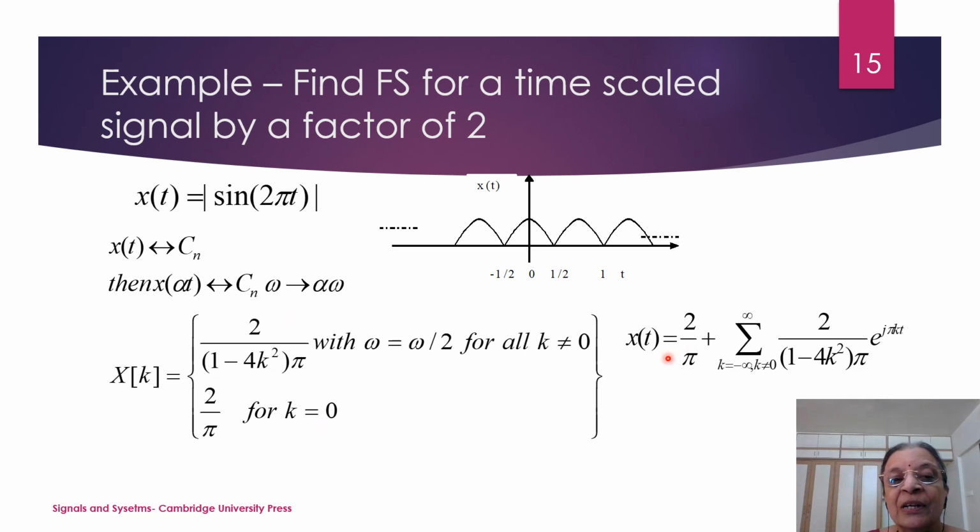So what will happen? X of t will be written as 2 by pi plus this particular term, 1 upon 4k square into pi. This will remain as it is. The only thing is instead of e raised to j 2 pi kt, I will have e raised to j pi kt. It is scaled by a factor of 2, no? So this 2 over here will go away.